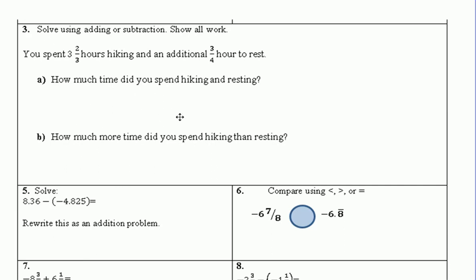Number 3, solve using adding or subtracting and show all work. You spent 3 2/3 hours hiking and an additional 3/4 of an hour to rest. How much time did you spend hiking and resting? Well, not a lot of clue words going on here, but it's how much time did I spend doing both of these activities, right? And we've talked about the word both, and it's even on our keywords chart, which is on page 14 of your notebooks.